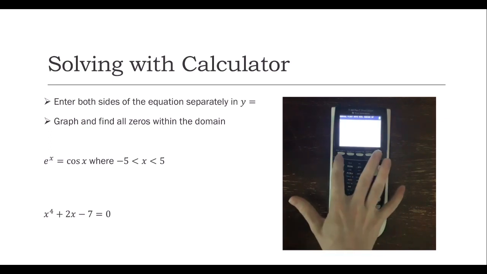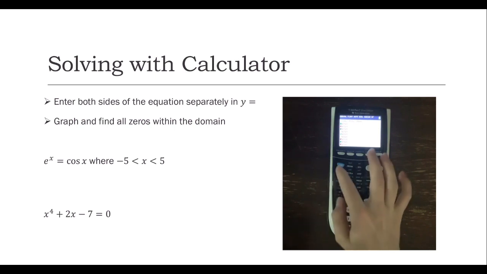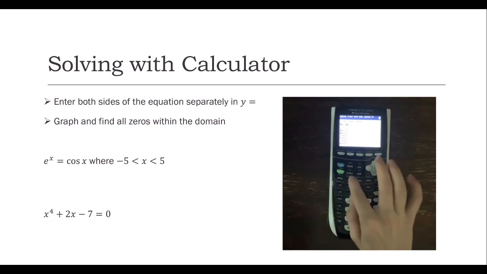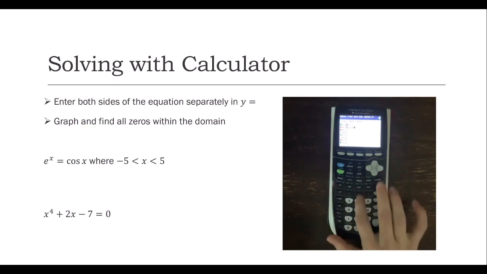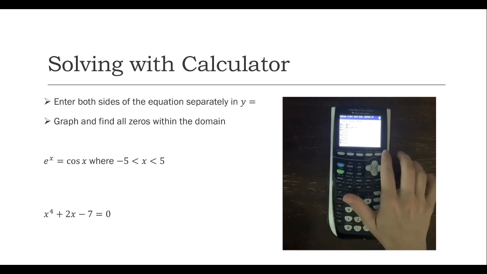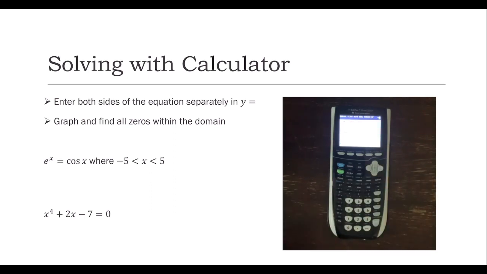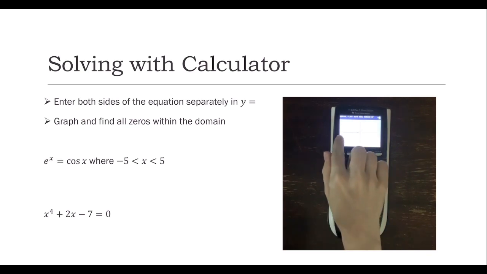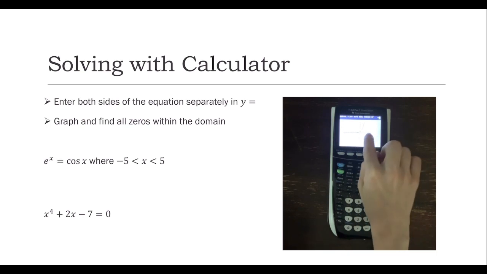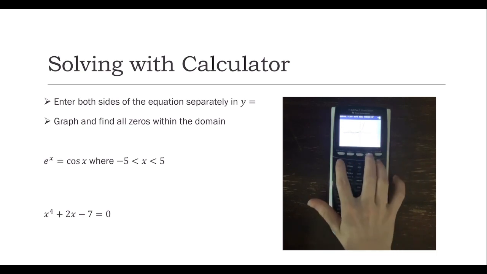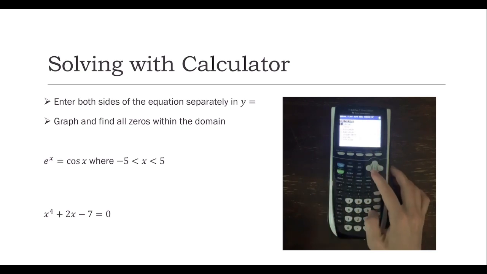So in y equals, the first thing we'll enter is e to the x, and for y2, we'll enter the cosine of x. And then we'll hit graph. So this window is going from negative 10 to 10, but we only need to look at things between negative 5 and positive 5. Once it finishes graphing, we'll hit second, calculate, and then we'll find our intersections.